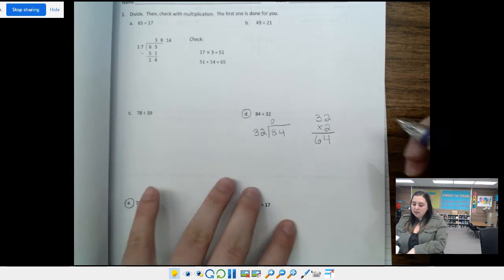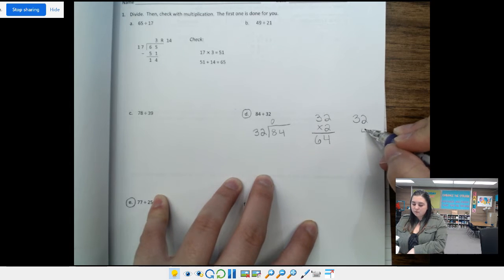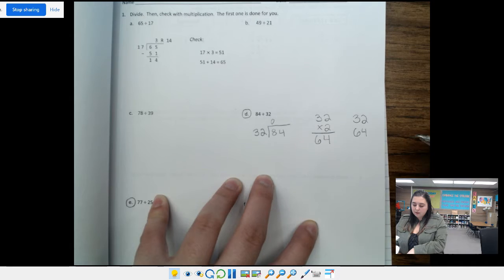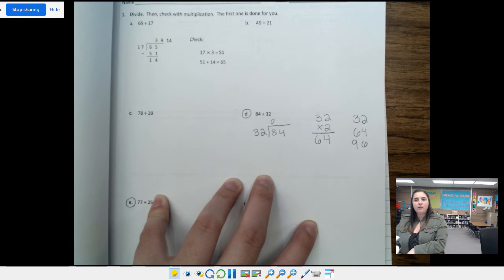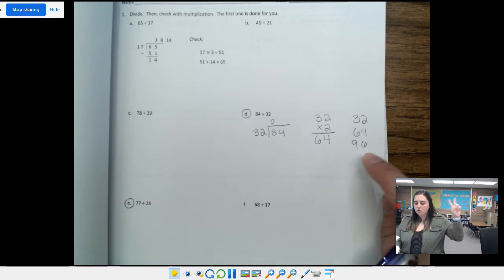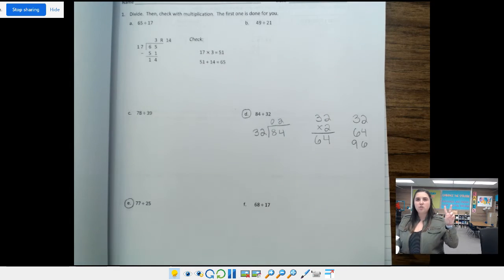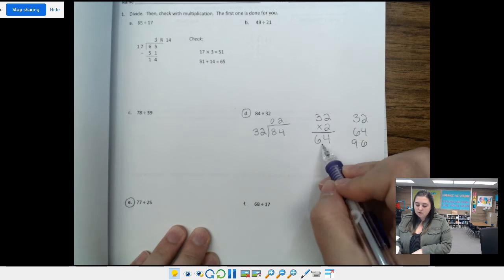And if you're someone who did skip counting, so I'm starting with 32, add 2, add 3, add 2, add 3. There we go. That kind of confirmed it. 96 would be too much. So there are 2 groups of 32 in 84, which got me to 64.